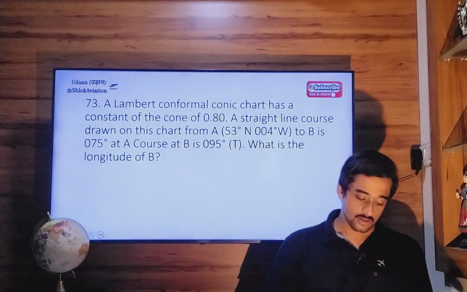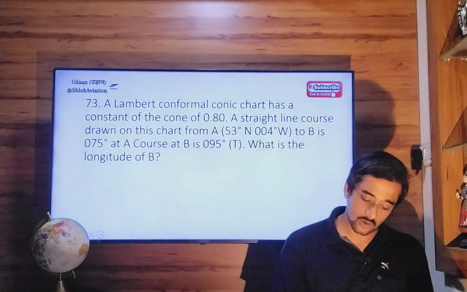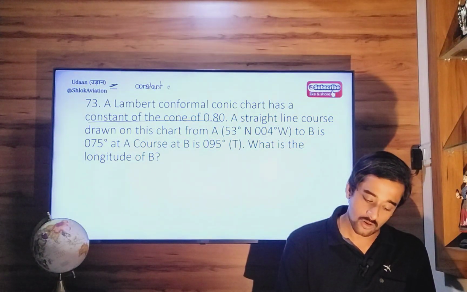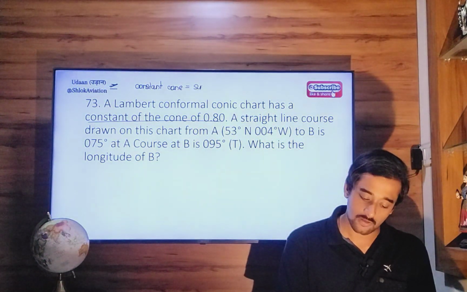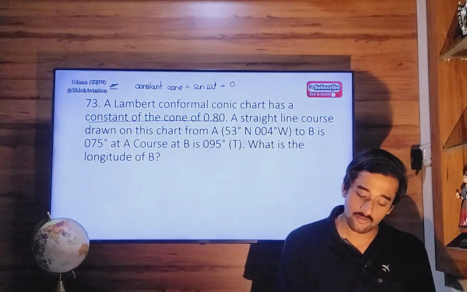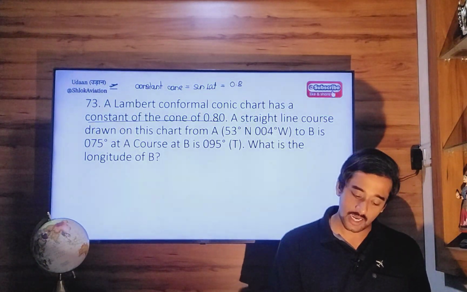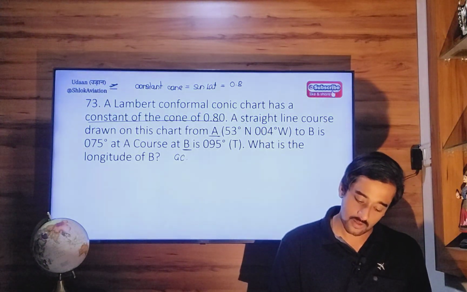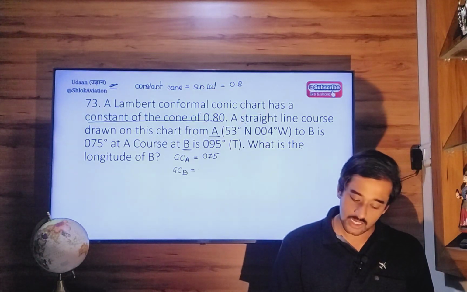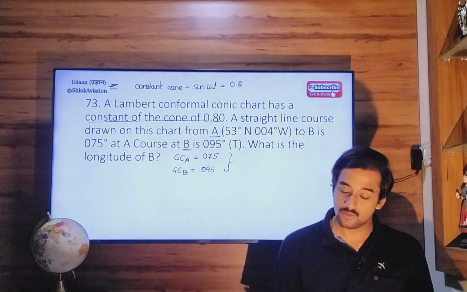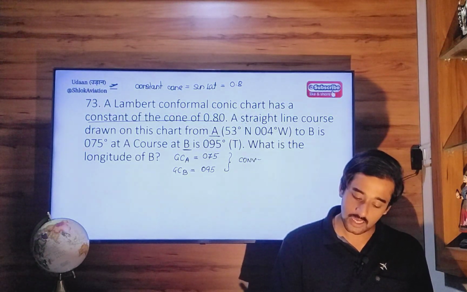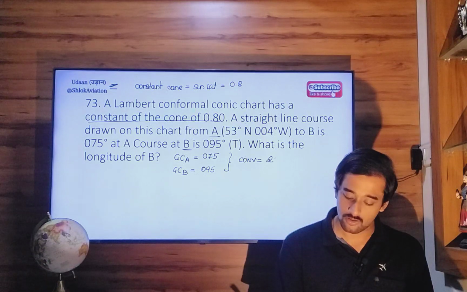Next. A Lambert's chart whose constant of the cone is 0.8. Constant of the cone is another term for sine latitude, so the sine latitude value they have given us directly: 0.8. A straight line joins points A and B. Great circle bearing at A is 0.75, and at B is 0.95. The difference between the two great circle tracks is equal to convergency, and here the convergency is 20 degrees.